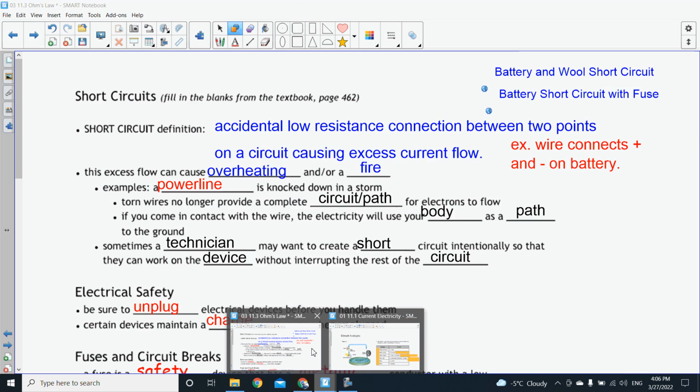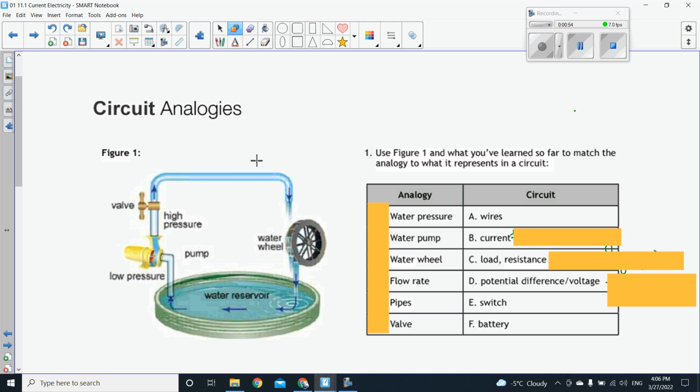Okay, so let's get back over to here. Okay, so here's circuit analogies. So over here in figure 1, what we have is a water wheel. And what we're doing is we're just using this as an example or an analogy. And so you can draw from this similarities in terms of the characteristics of the properties of things related with electrical current. Okay, so over from here, when we're talking about a water wheel, the water wheel is turning.